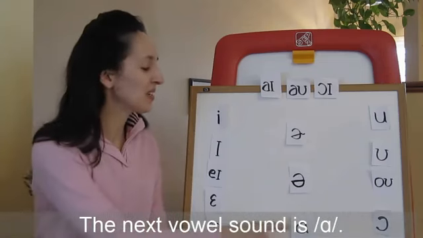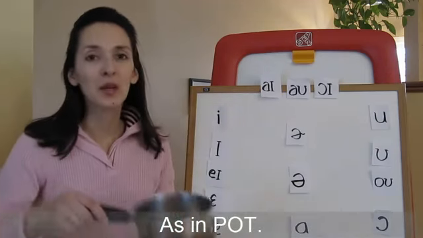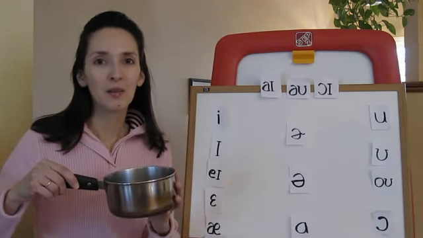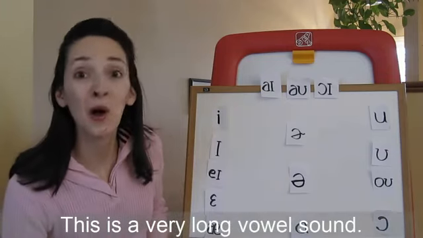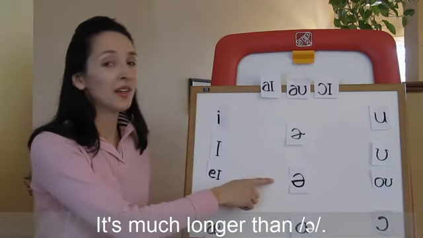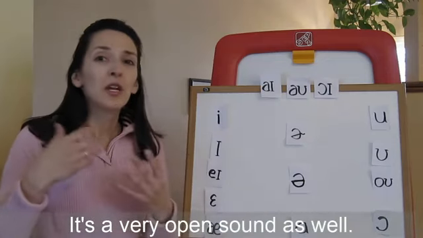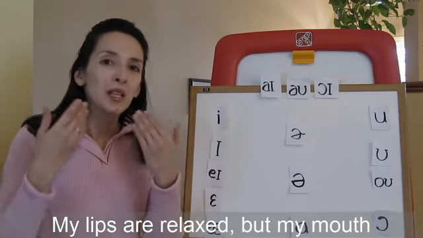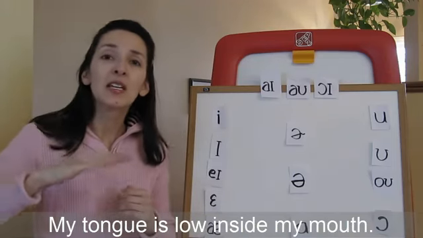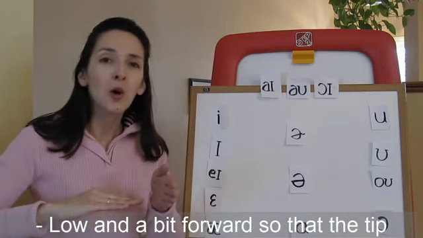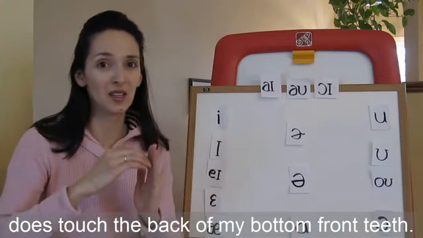The next vowel sound is as in pot. This is a very long vowel sound. It's much longer than the previous one. It's a very open sound as well. My lips are relaxed, but my mouth is in a very open position. My tongue is low inside my mouth, low and a bit forward, so that the tip does touch the back of my bottom front teeth, like that.